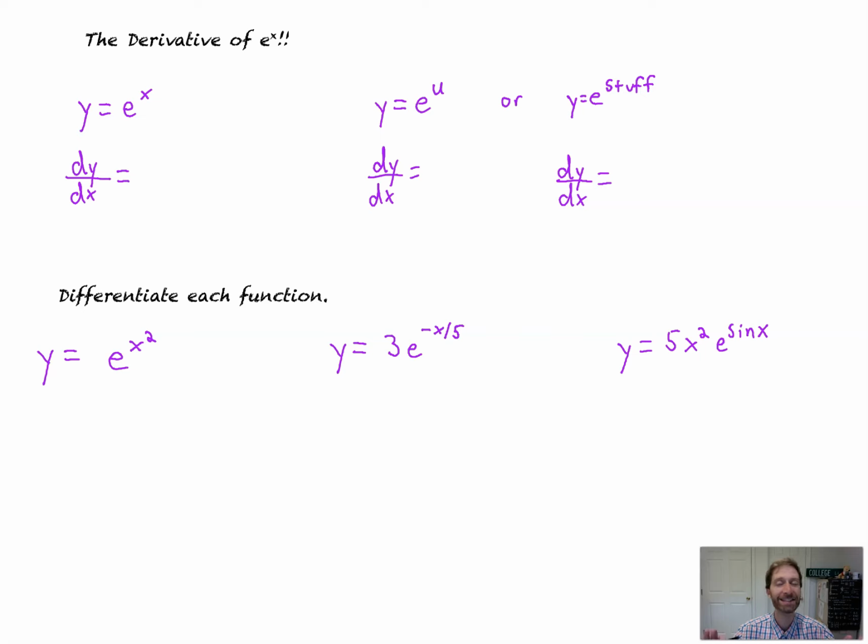Oh man, this is sick. I mean, it's going to be awesome here. It's going to be quick too. We're going to go over the derivative of e to the x. And it's actually so simple.